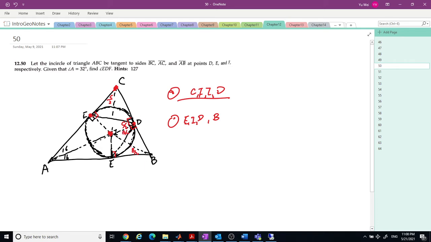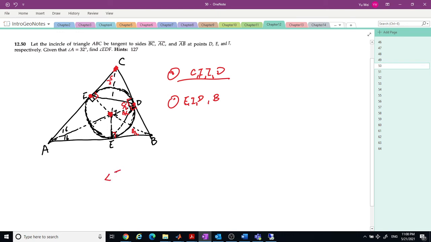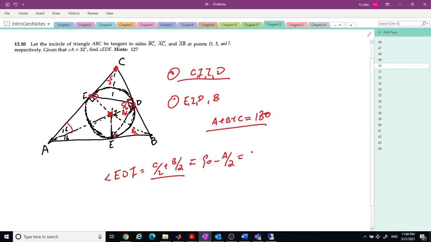So now you can see the angle EDF is equal to C over 2 plus B over 2, right? Because ABC is a triangle, so it's 180 degrees. So half of this is 90 minus A over 2, right? Half of A is 16. So 90 minus 16 is 74.